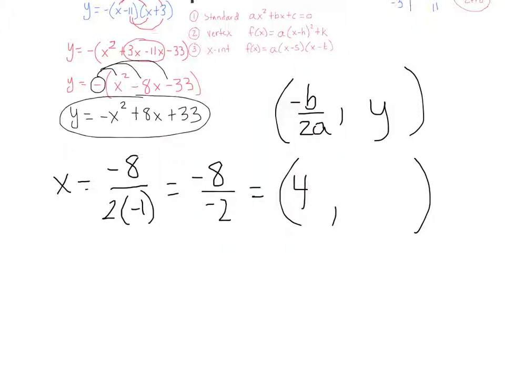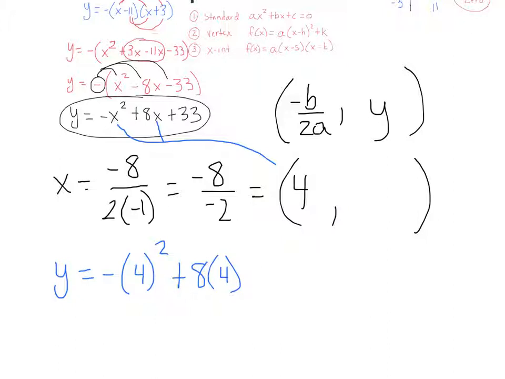So to calculate my y, go ahead, Maria. Yeah, plug 4 in for the x right there and for this x right here. And so I have y equals negative. And when I put a number in for a letter, I have to put that number in parentheses. 4 squared plus 8 times 4 plus 33.